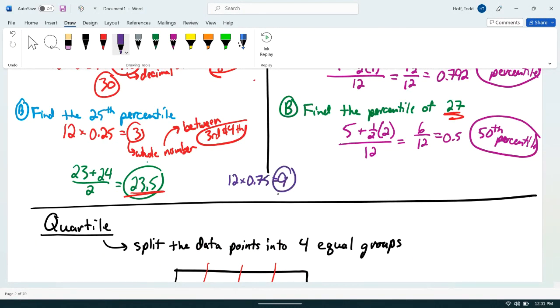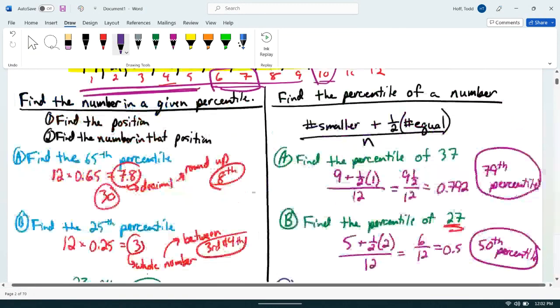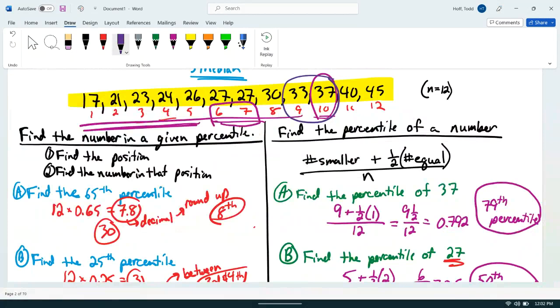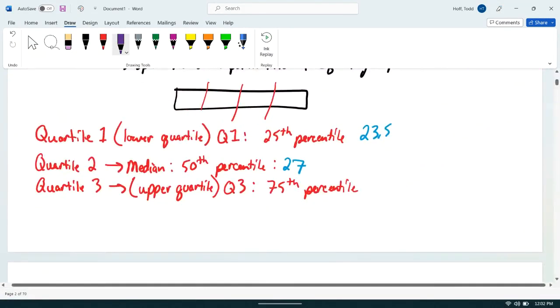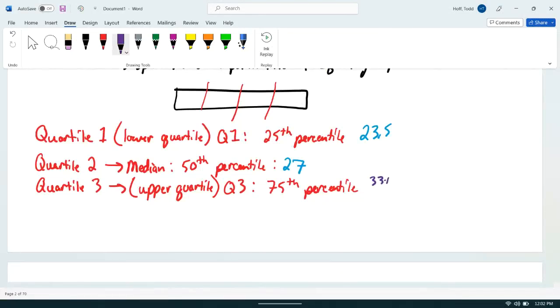Since that's a whole number, that means it's between the 9th and 10th number. So the 9th number up here is 33. The 10th number is 37. Between 33 and 37, 33 plus 37 divided by 2 is going to give us 35. So there we have our quartiles for that data set.